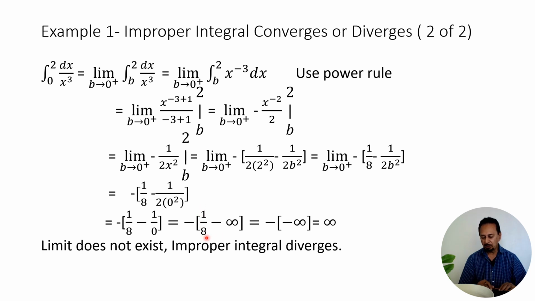1 over 8 is a very small number, so it becomes negative infinity. So you have a negative times negative infinity becomes positive infinity. So the limit doesn't exist, and therefore we'll say the improper integral diverges.